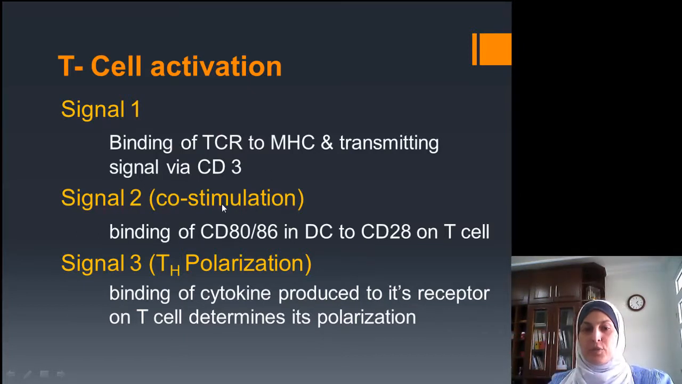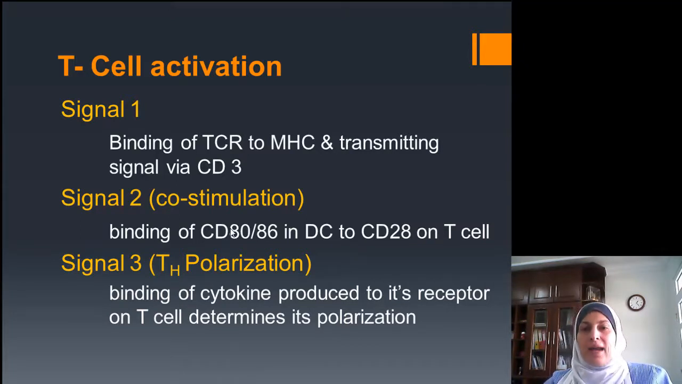And the co-stimulation would occur by binding of the CD28, as we saw in the previous image, with CD80 or 86 that is present on the dendritic cells or antigen-presenting cells. So this would complete the activation of the T cell, and now the T cell is completely activated.